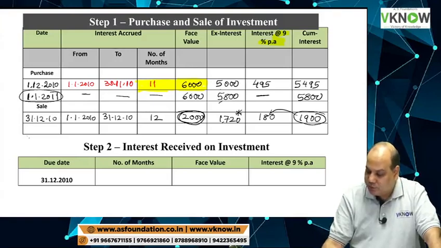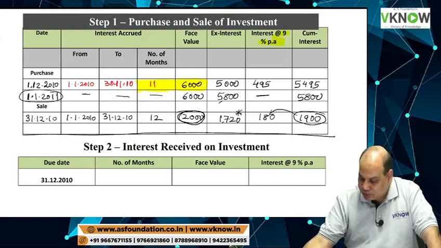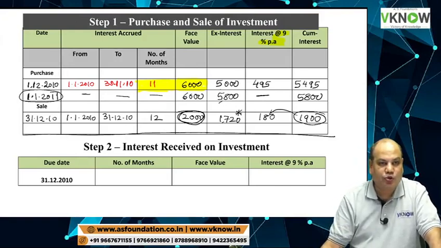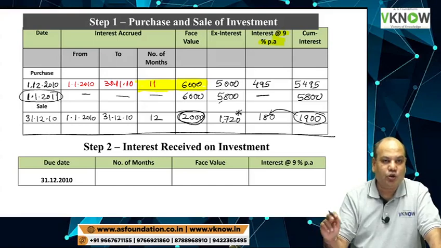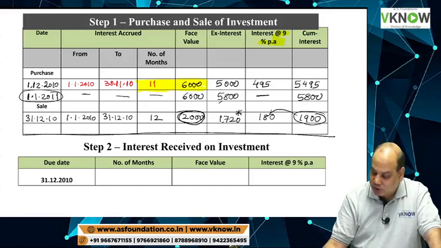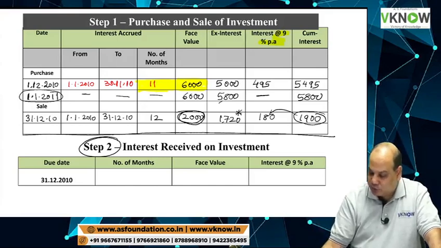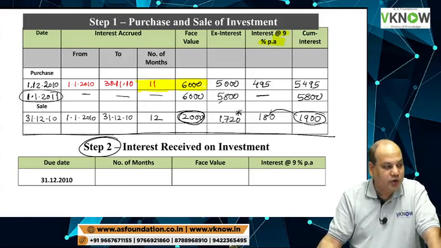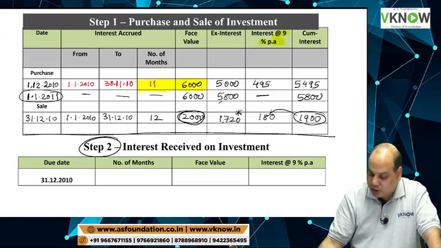So this is my first working note 1. This will help me to pass the entry later on. Now everybody write down step 2. Interest received on investment. Interest received on investment will be only on one date, 31/12/2010.